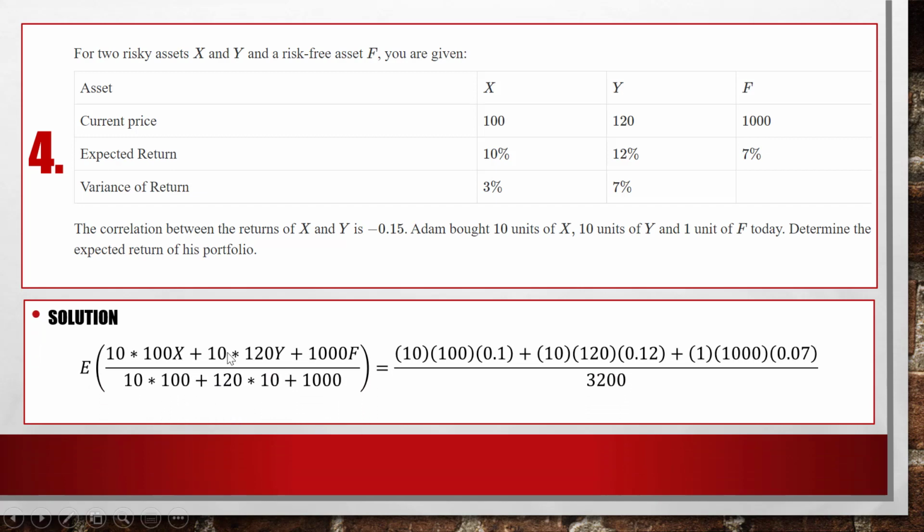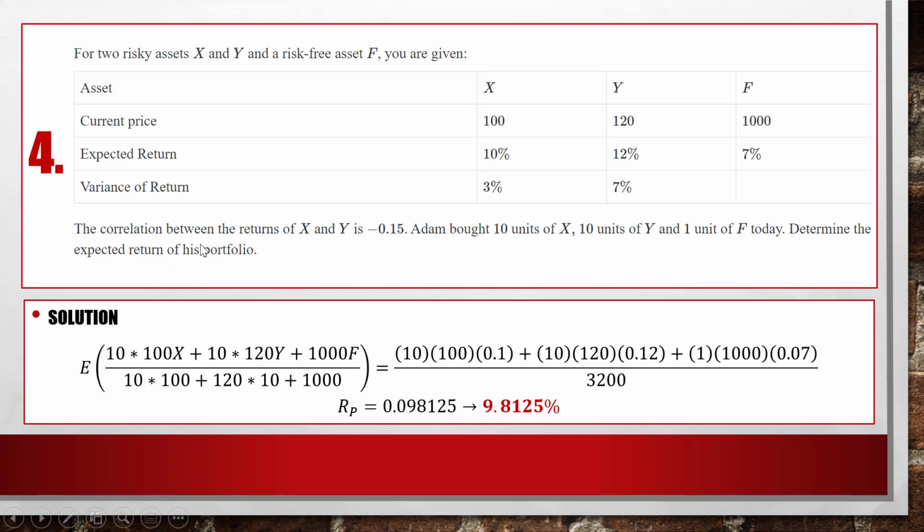So here we use 10 times 100x plus 10 times 120y plus 1,000f, and divide by the total of money we invested, which is 10 times 100 plus 120 times 10 plus 1,000, and substitute x is 0.1, y is 0.12, and f is 0.07. We got the rate here is 9.8125%. So that is problem number 4.